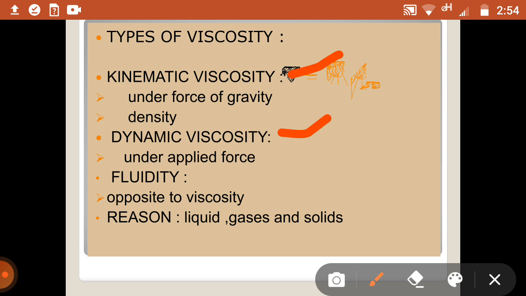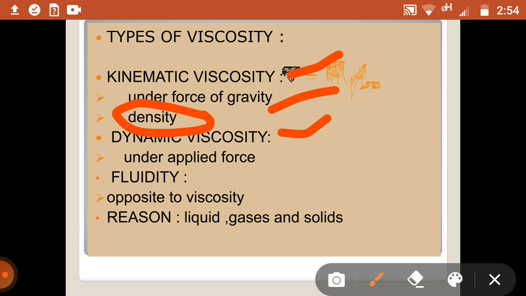Kinematic viscosity is the viscosity of a fluid observed due to gravitational force. It is an automatic force that you can observe. You can calculate this viscosity without any applied force, because the only force acting is the force of gravity. And why do we mention density here? Because density may increase or decrease, so it affects the viscosity.